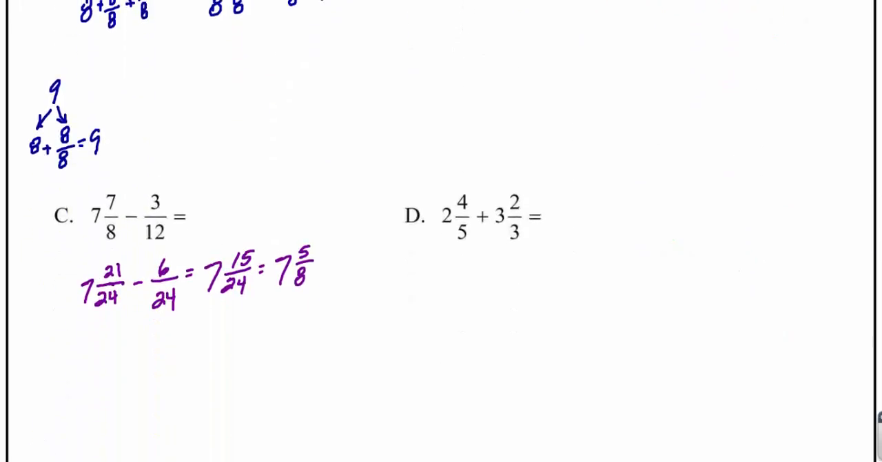Finally, letter D. Again, common denominator for 5 and 3, it's going to be 15. So we're going to have 2 and some amount of 15ths plus 3 and some amount of 15ths. So we ask ourselves, 4 fifths, what does that equal in 15ths? Well, this is 5 times 3 to get 15, so this is 4 times 3 gives us 12 right there.